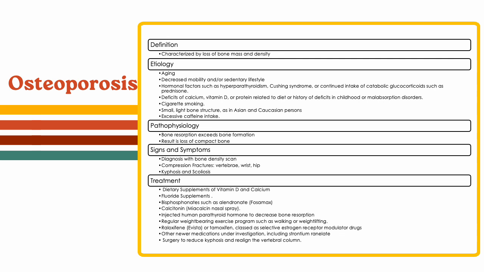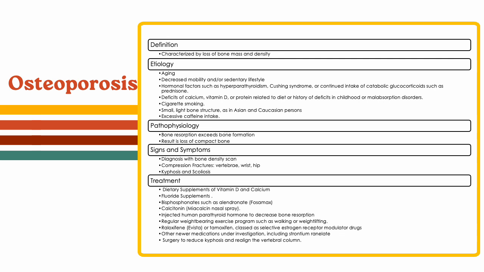Pathophysiology, you do have bone resorption that exceeds bone formation. So you have osteoclastic activity that's greater than osteoblastic activity, but eventually you do result with loss of bone. Signs and symptoms are diagnosed with a bone density scan. You may have a lot of compression fractures, especially those in the hip, wrist, and even in the spine or the back. And it can result in kyphosis and scoliosis, which are curvatures in your spine.